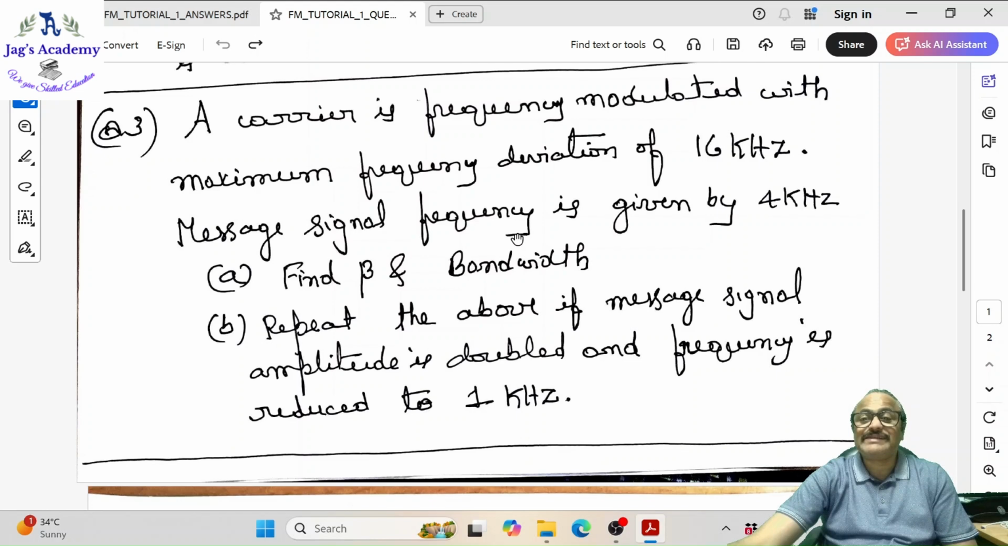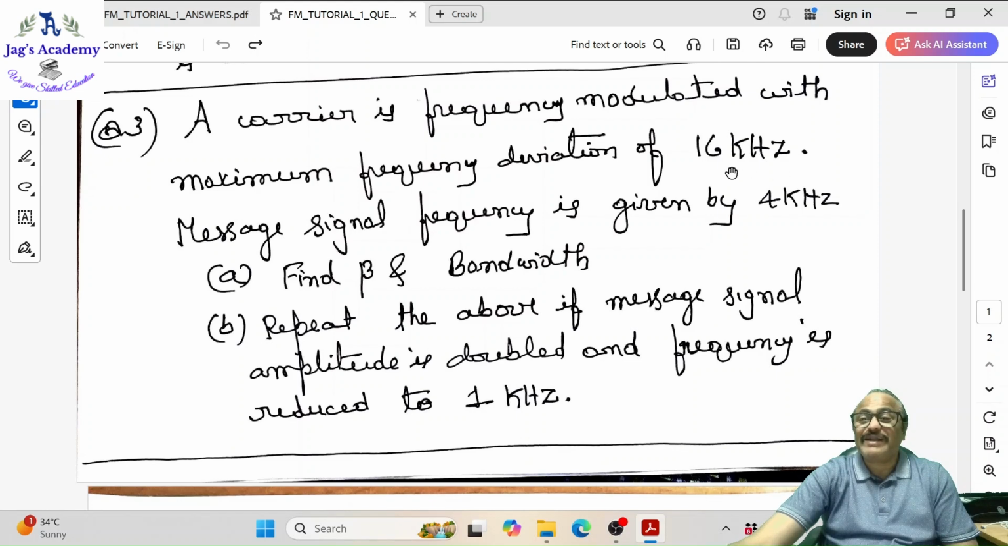Message signal frequency is given, 4 kilohertz. What is given? Fm is given, F suffix m, that is the message signal frequency. What you have to find out? Beta value and bandwidth. Okay, so the answer is quite straightforward here.